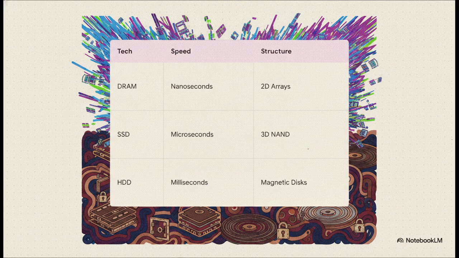On the other end of the spectrum, you have solid-state drives and hard disk drives. These give you permanent, cheaper storage for your files, but the catch is they are dramatically slower.